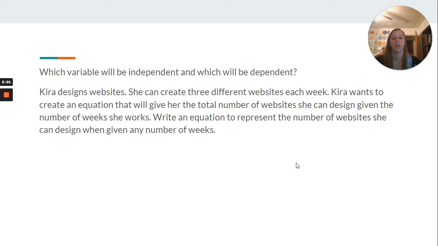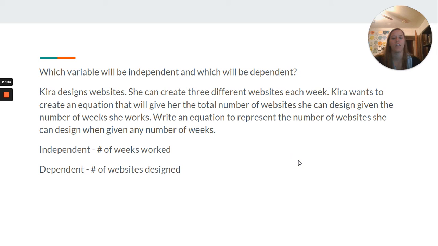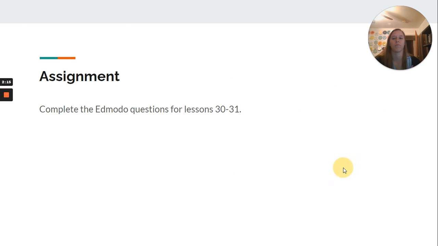So independent is going to be weeks. Dependent, number of websites designed, because that's dependent on how many weeks she works. Write the equation. D equals 3W, where W is the number of weeks, D is the number of websites designed.